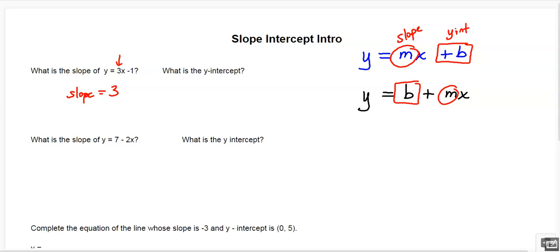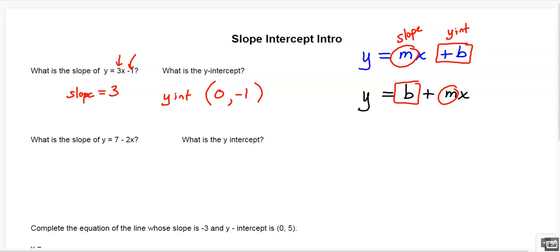Another question, a couple down, they might ask, what is the y-intercept? That's where you look at this back number, and they put it in ordered pair fashion. So if the y-intercept is -1, that means the x value is 0.